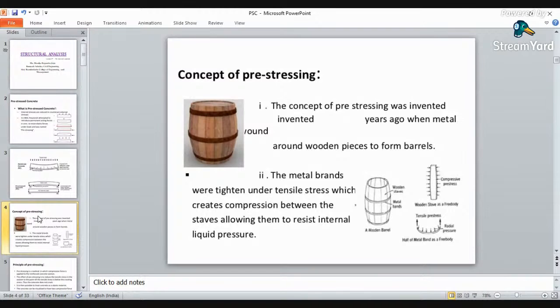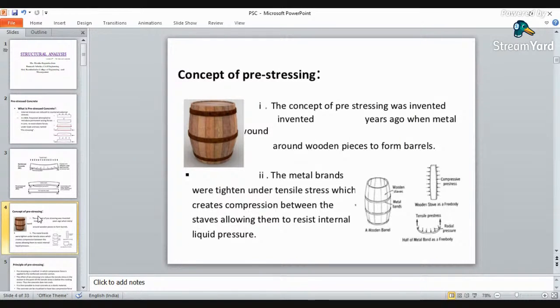So the concept of pre-stressing was invented years ago, and you might have seen the spokes in a cycle wheel. Again, there is a concept of pre-stressing. Then there is a barrel, or the wooden barrel. The metal bands induce a state of initial hoop compression to counteract the hoop tension caused by filling the liquid into your barrel.